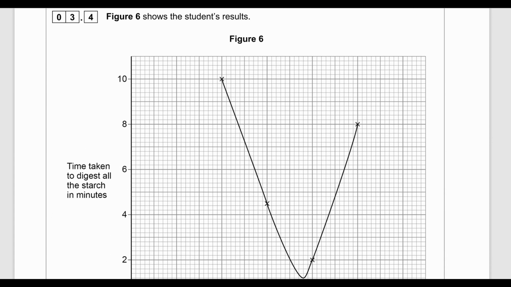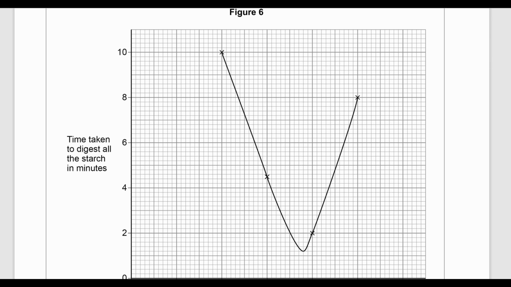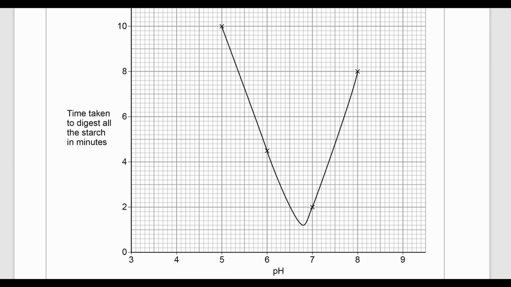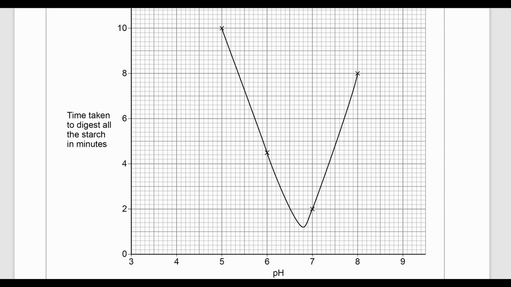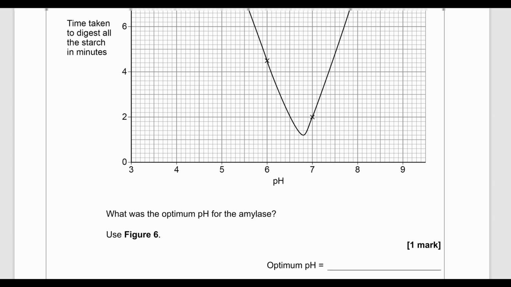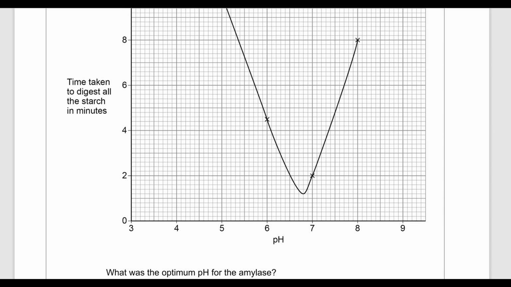3.4. Figure 6 shows the student's results. So we've got a line graph here with pH on the x-axis and our time taken to digest all the starch in minutes on our y-axis. You can see it's giving us our unique curve here. What was the optimum pH for the amylase? Use figure 6. So we're looking at the term optimum.